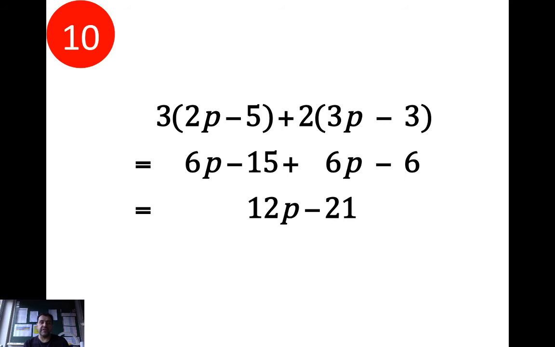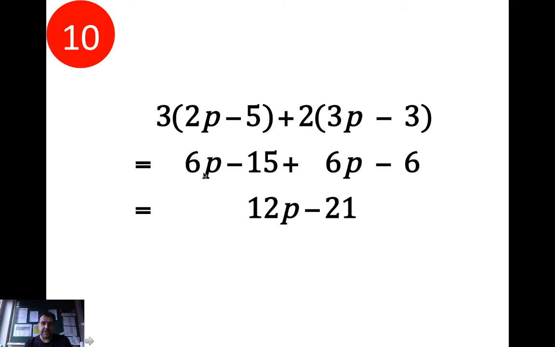Number 10, the last one for this video. So again, it's two separate expressions with a plus sign between them, and we need to do the multiplying before we add things up. So 3 times 2p minus 5, 3 times 2p gives me 6p, and 3 times minus 5 gives me minus 15. And then the second one, 2 times 3p minus 3, so 2 times 3p gives me 6p, and 2 times minus 3 gives me minus 6. So altogether we've got 6p minus 15 plus 6p minus 6.